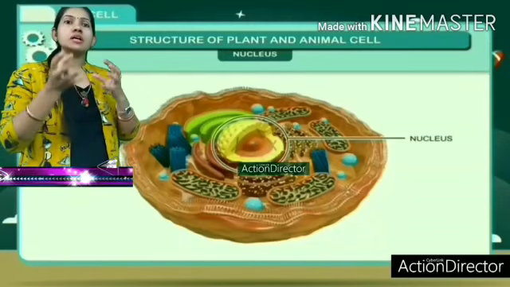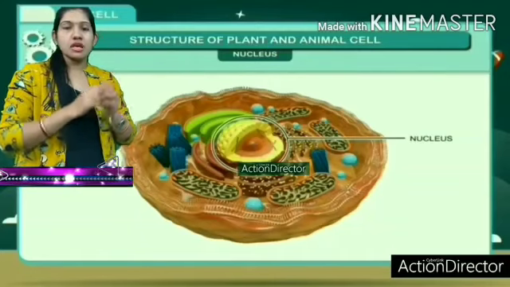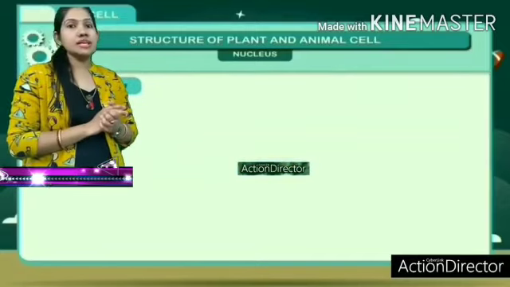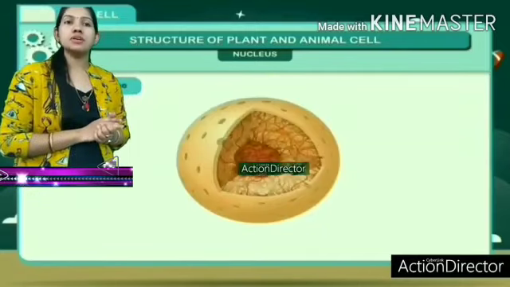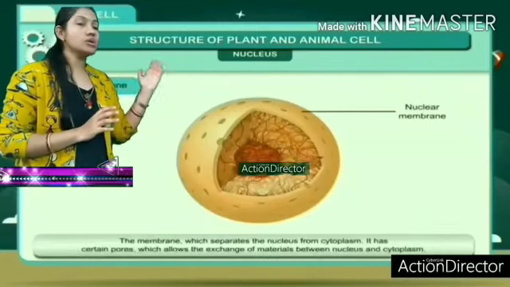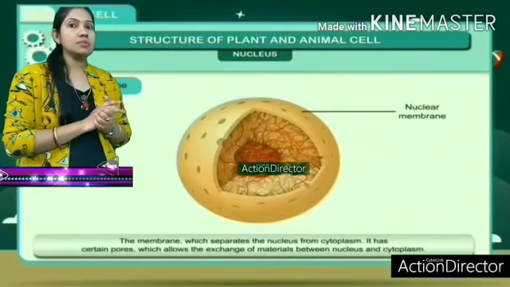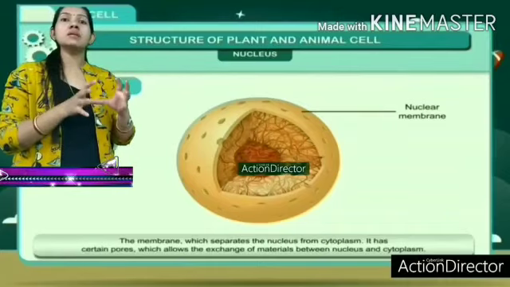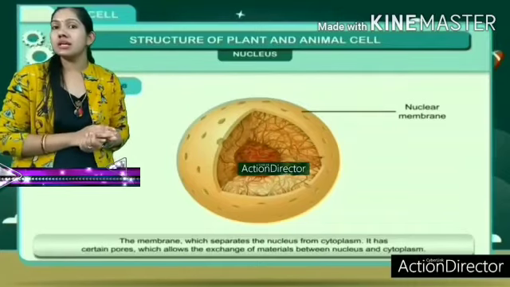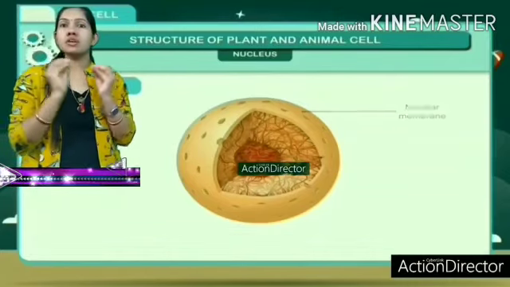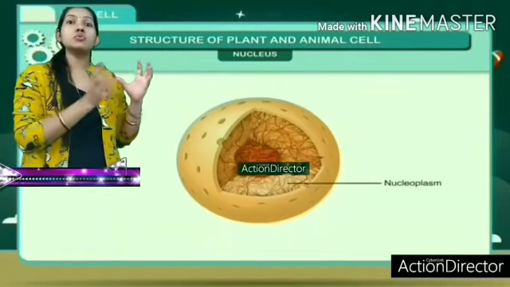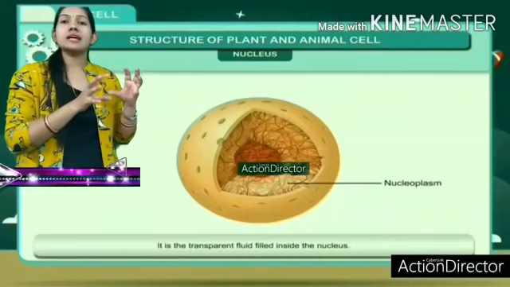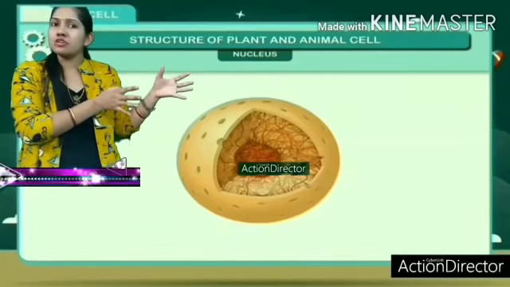If we analyze the nucleus in detail, then we can see some structures. The first structure is the nuclear membrane. What is the nuclear membrane? As the cell membrane surrounds the cell, the nuclear membrane surrounds the nucleus, and you can see small pores over the nuclear membrane, those are the nuclear pores. Inside the nucleus you can see some fluid, that is the nucleoplasm, like the cytoplasm.